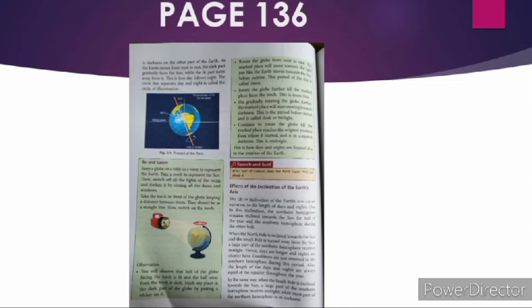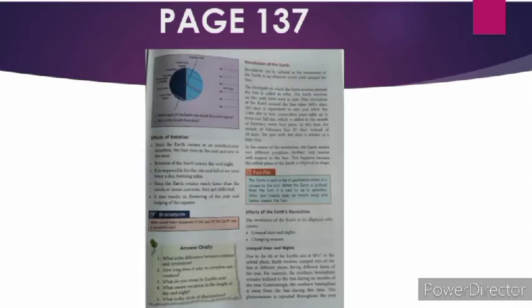And so moving on to page 137. Here it is written, effects of rotation. What are the effects of rotation? Since the earth rotates in an anti-clockwise direction, the sun rises in the east and sets in the west. Rotation of the earth causes day and night. It is responsible for the rise and fall of sea level twice a day, forming tides. Since the earth rotates much faster than the winds or ocean currents, they get deflected. It also results in flattening of the poles and bulging of the equator.